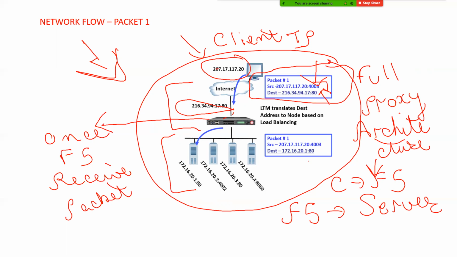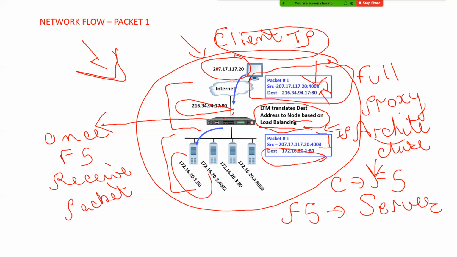So by default, your F5 device translates the destination address to the load balancing pool, or we can say node, based on your load balancing algorithm. The load balancing algorithm can be round robin, least connection, or anything else. It will not translate your client IP address. In this case, your source would be the same, which is your client IP address, and your destination would be converted from your VIP address to this IP address.